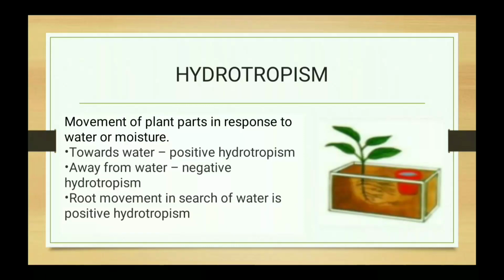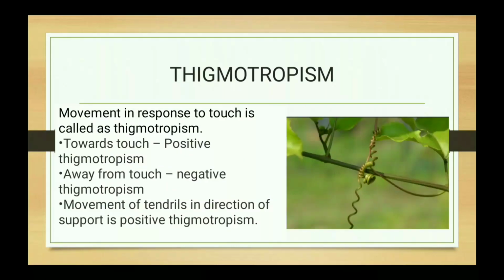Then next is thigmotropism. Movements in response to touch is called thigmotropism. Towards touch it is positive thigmotropism and away from touch it is negative thigmotropism. Now tendrils move in the direction of touch, so it shows positive thigmotropism.